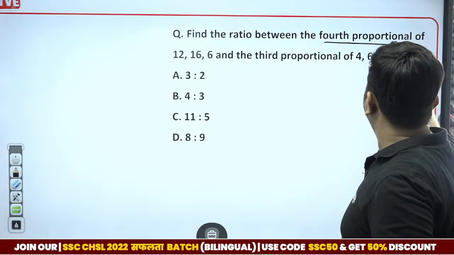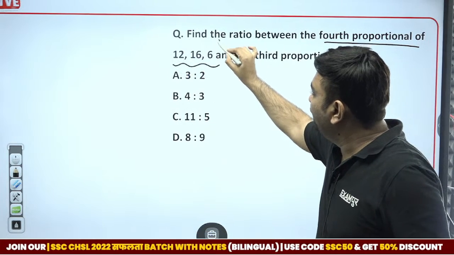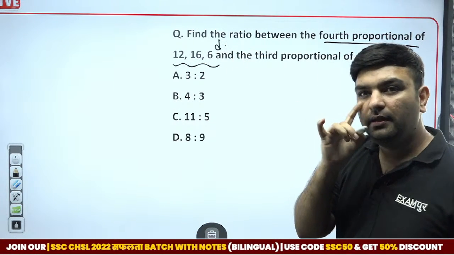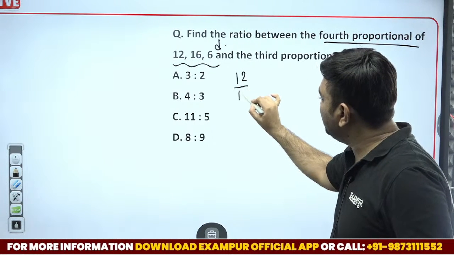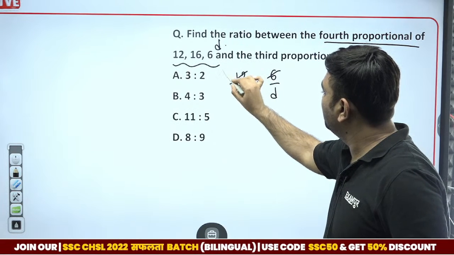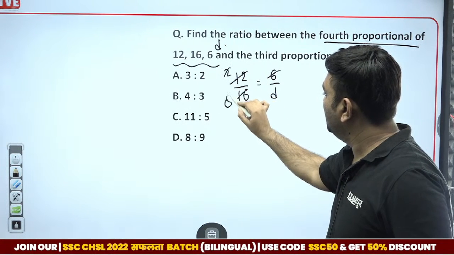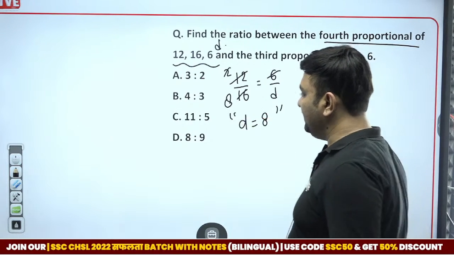The fourth proportional of these numbers. Let the fourth proportional be D. So A upon B is equal to C upon D. So D is 8.